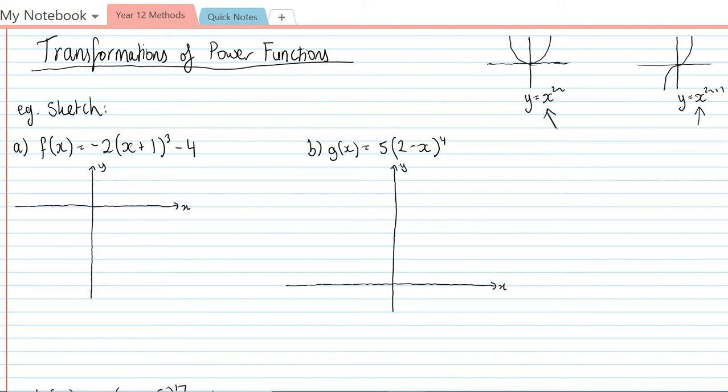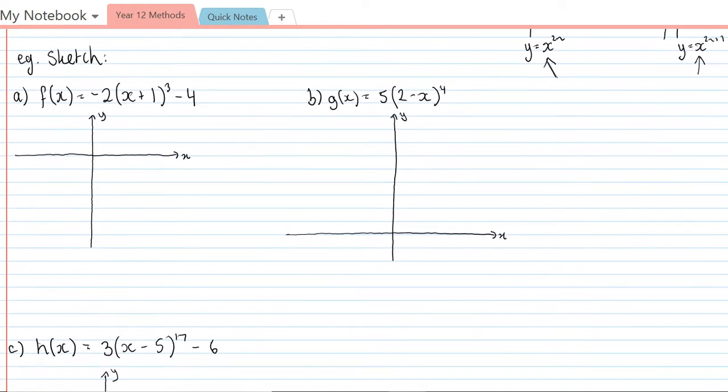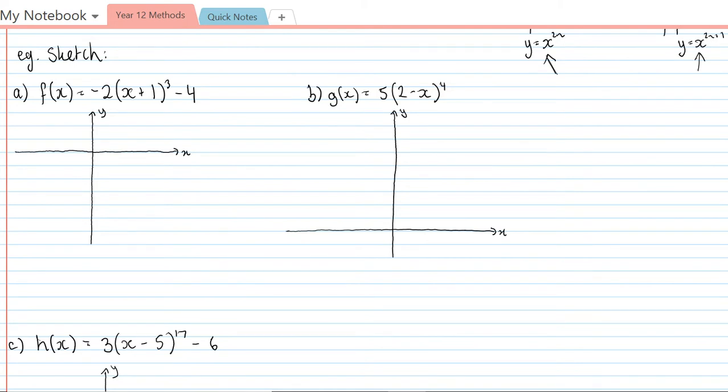So those are the two basic forms that we're going to work with. It's really important to keep in mind that an even powered graph looks like a parabola and an odd powered graph looks like a cubic. So when we work through these questions here: sketch f of x equals negative 2 at the front of (x plus 1) all cubed, minus 4.